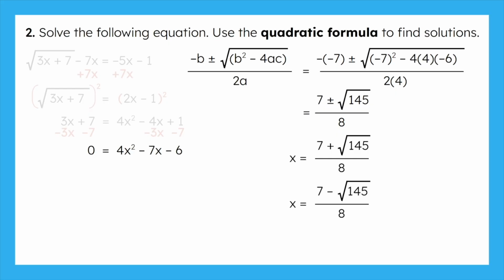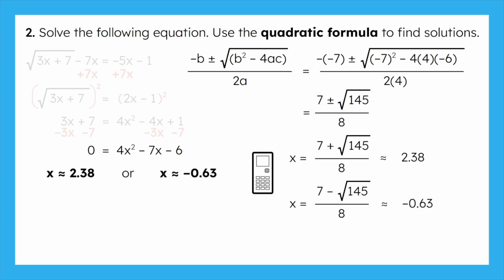Now, you probably noticed that if we were to substitute these back into the original equation, it would be a bit messy. So we can actually use a calculator to convert our solutions into decimals rounded to the nearest hundredth. Take a moment to grab a calculator and round these solutions. Okay, these solutions round to 2.38 and -0.63. I'll put these on the left side here.